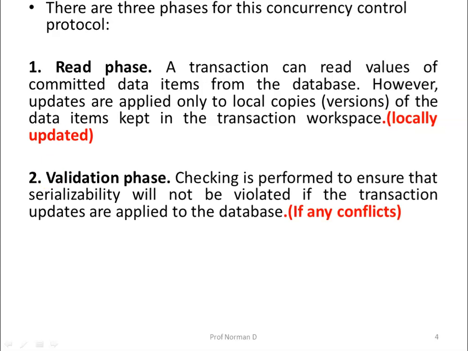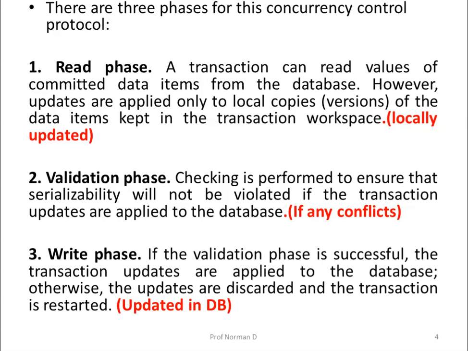The next phase is the validation phase, wherein a check is performed to ensure that serializability will not be violated if the transaction updates are applied to the database. So basically, it is checking if there are any conflicts or not. And in the third phase, that is the write phase, the update is done in the database. If the validation phase is successful, then the transaction updates are applied to the database. Otherwise, the updates are discarded and the transaction is restarted.